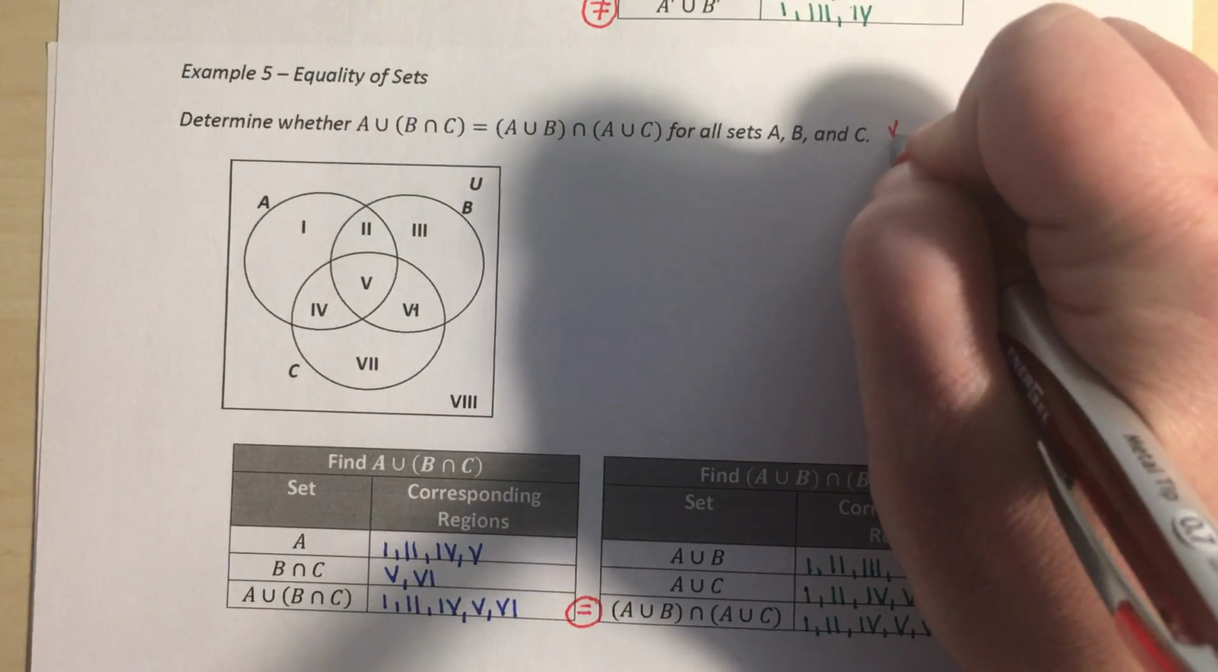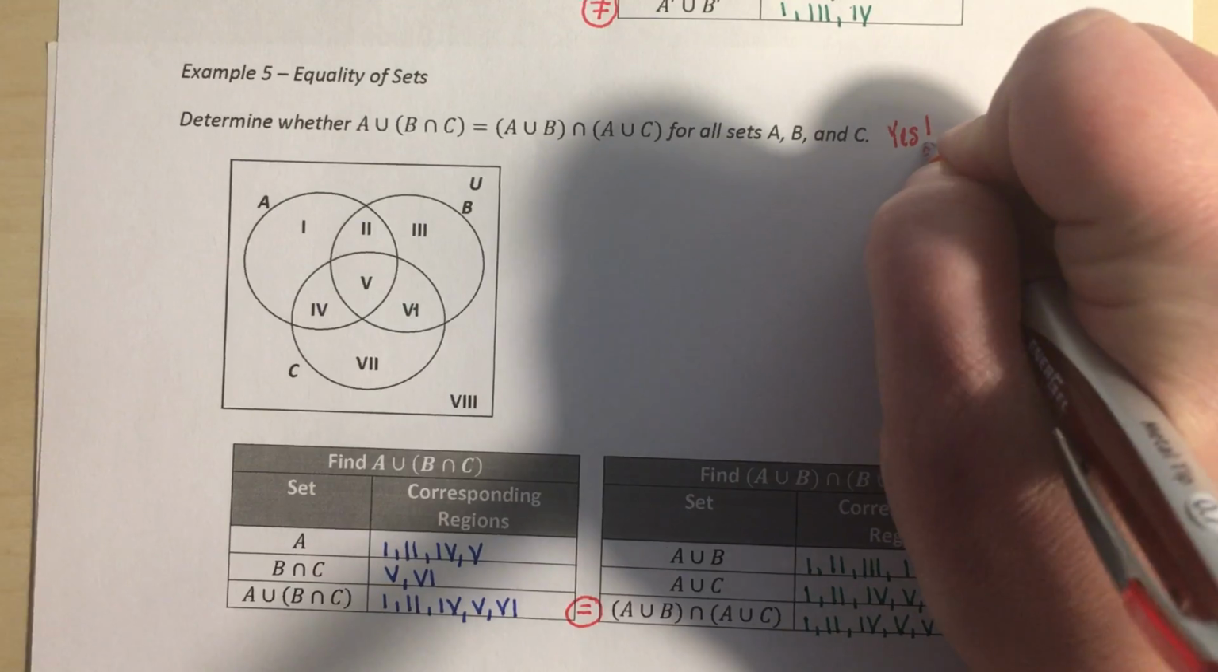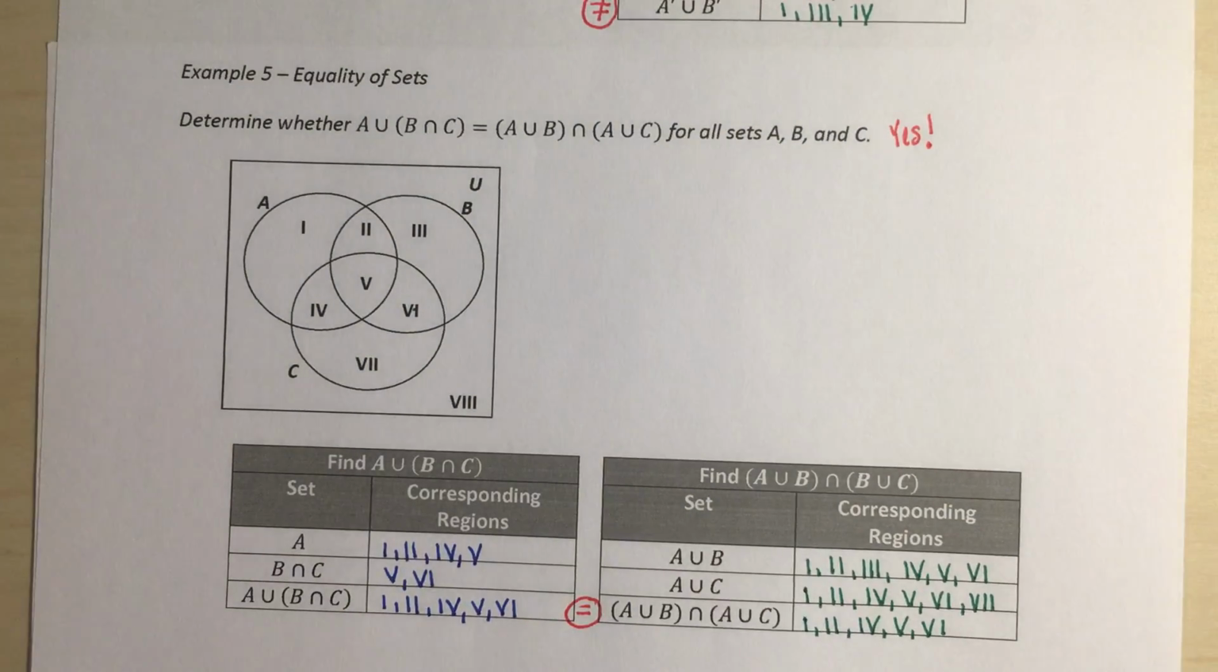So we can go back up and answer our original question. Determine whether this is true for all sets A, B, and C. Yes, it is true. So for equality of sets, you want to start with a picture, look at your regions, try to identify what is in each region that we're looking for, and then determine whether those regions that we're comparing for our different expressions are the same. Are they equal?